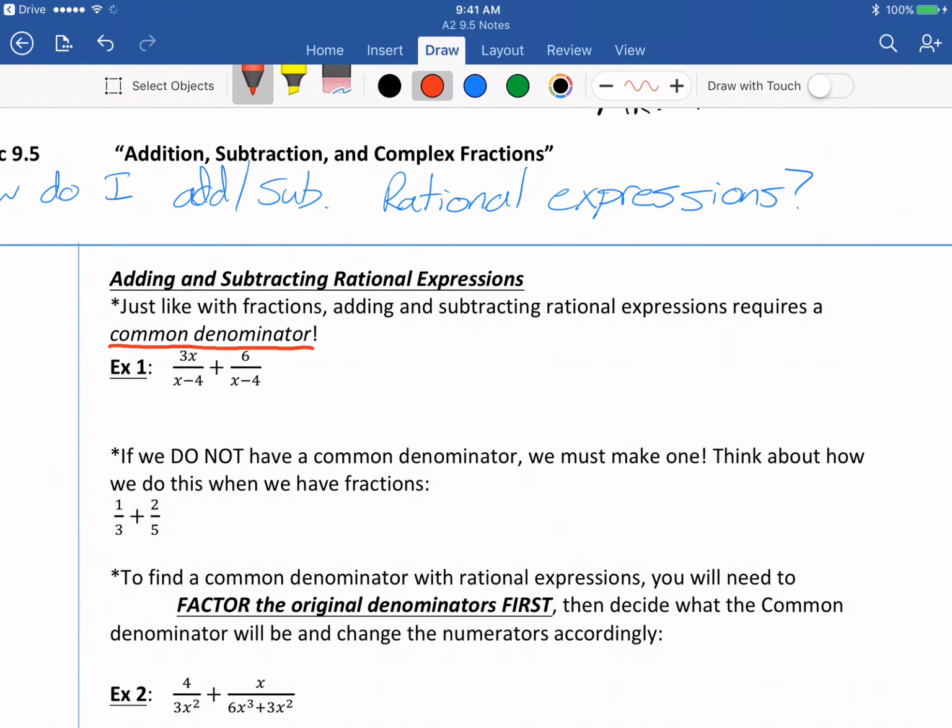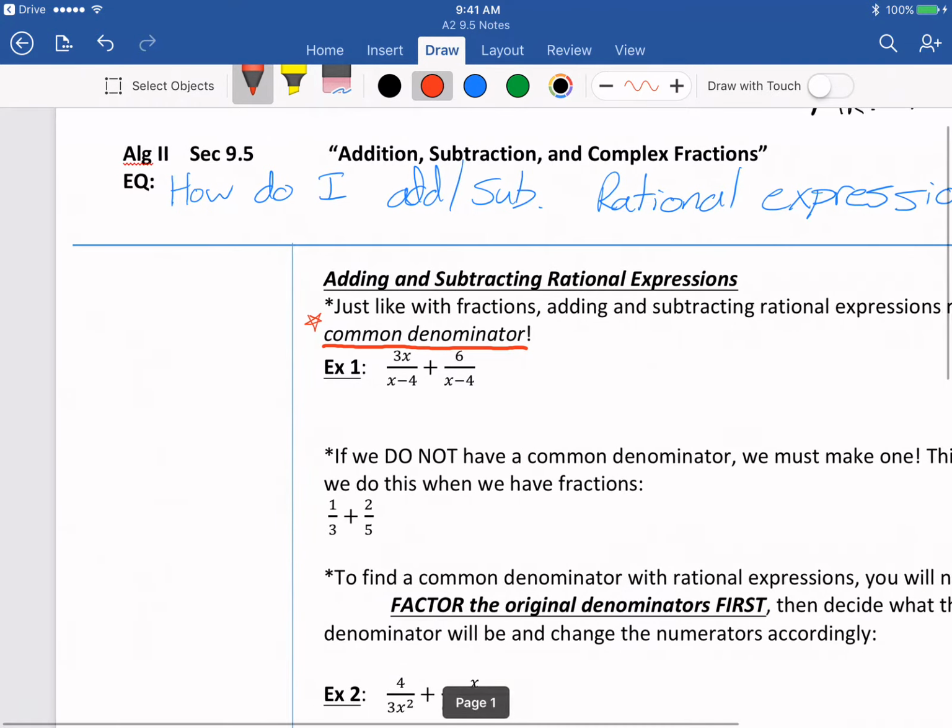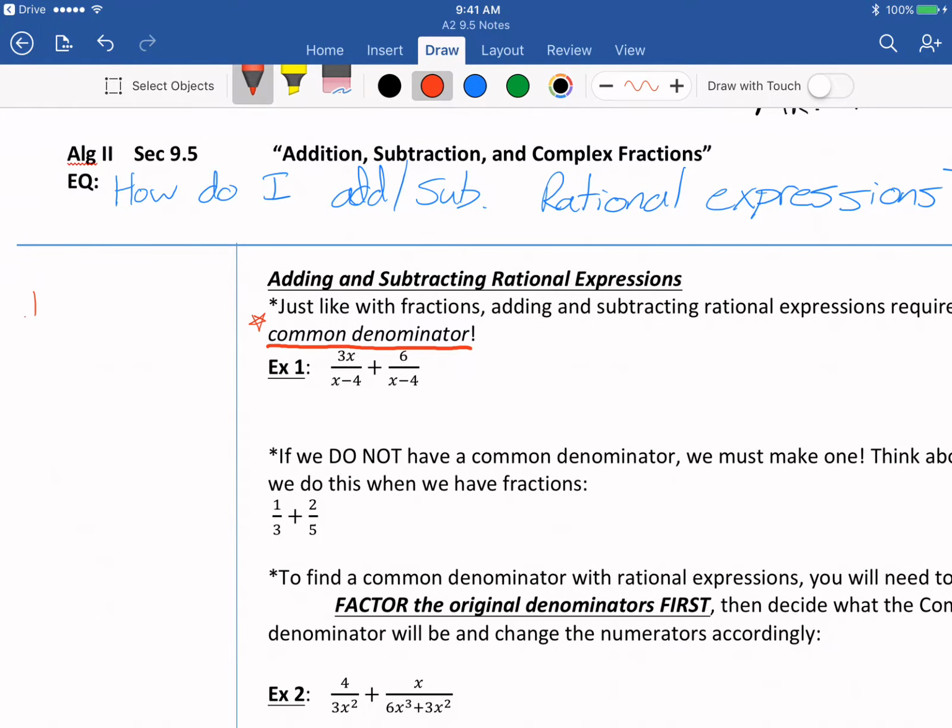is this common denominator. If we're going to add two fractions, we need a common denominator. So if I write an example over here to the side, I have 1/3 plus 3/4. Can I add these two fractions together right away? The answer is no, because that 3 and that 4 are not common denominators. So we need to find the same thing when we're adding these rational expressions.